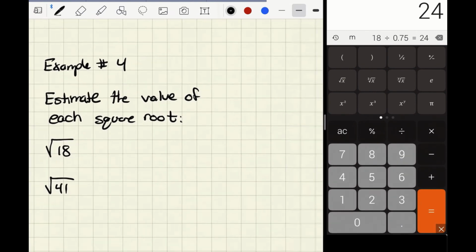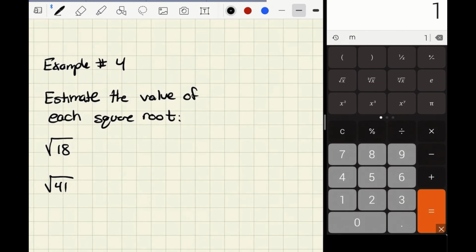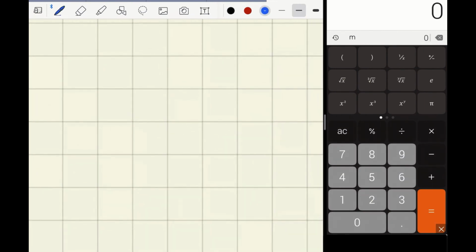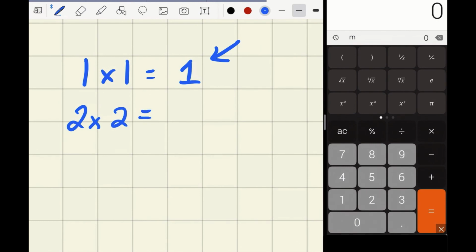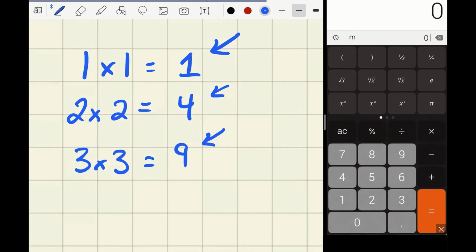Okay, a little background. There is such a thing as perfect squares. So, what are these perfect squares that I speak of? A perfect square is what you get when a whole number is multiplied by itself. So 1 times 1 equals 1. Perfect square. 2 times 2 equals 4. Perfect square. 3 times 3 equals 9. 9 is a perfect square.